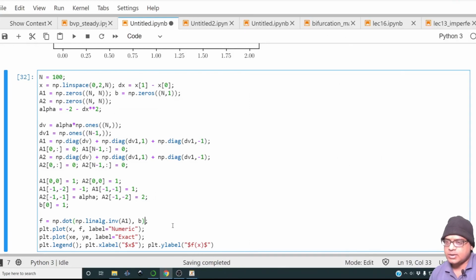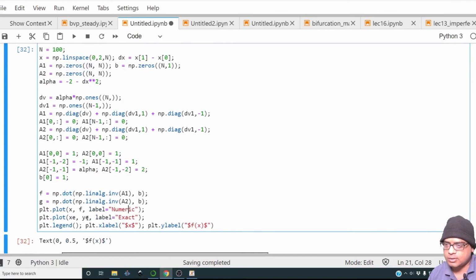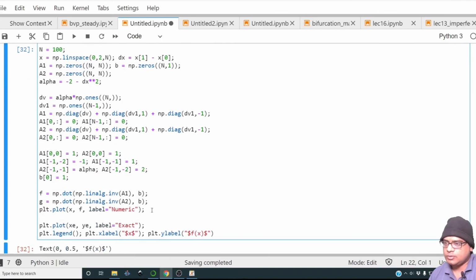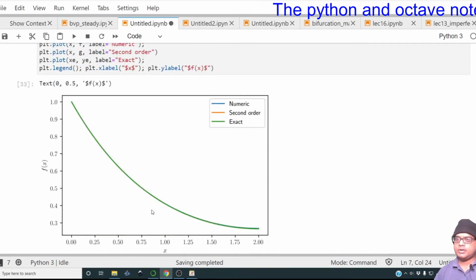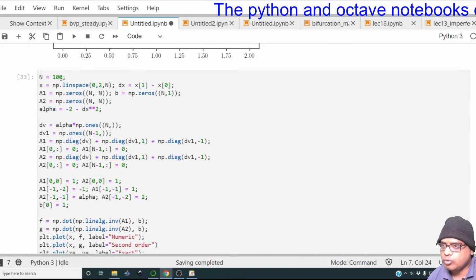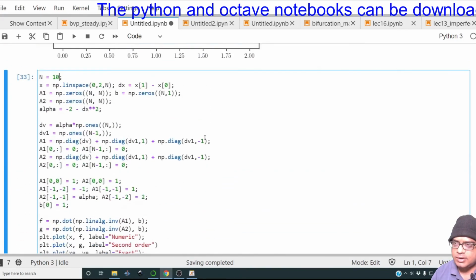Now let me make another solution. Let me call it G. This will be the inverse of A2, and we expect the solution from A2 to be more accurate than A1. Let me also plot. Alright, let's run it. We have too many grid points. Let me make it 10 to highlight the difference.